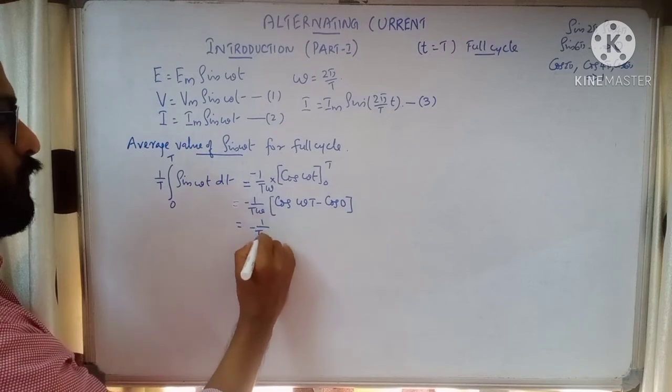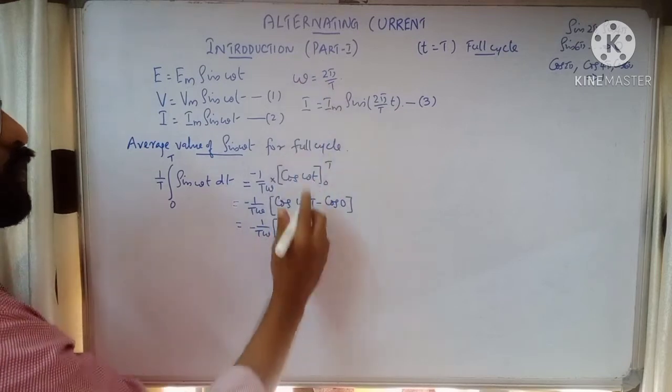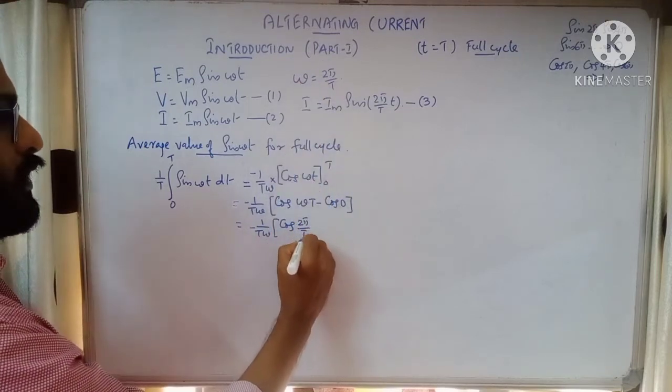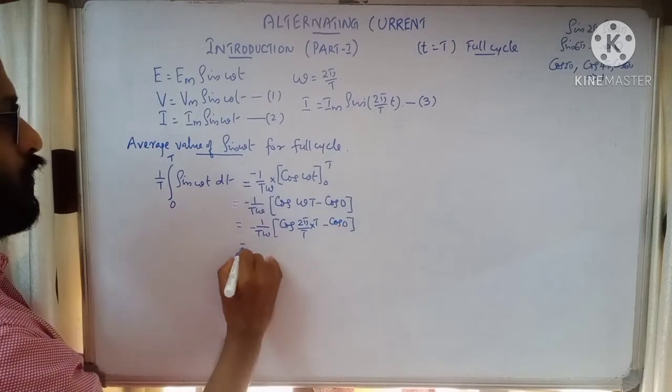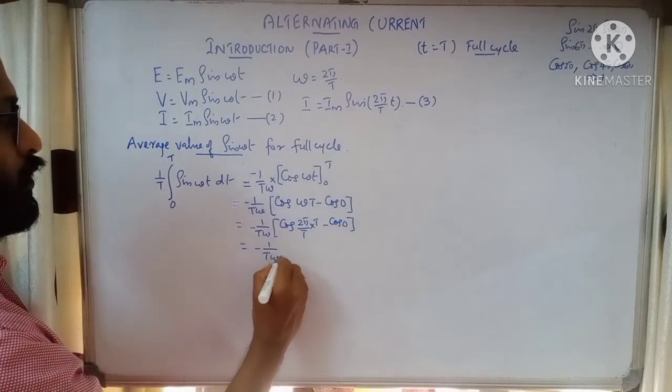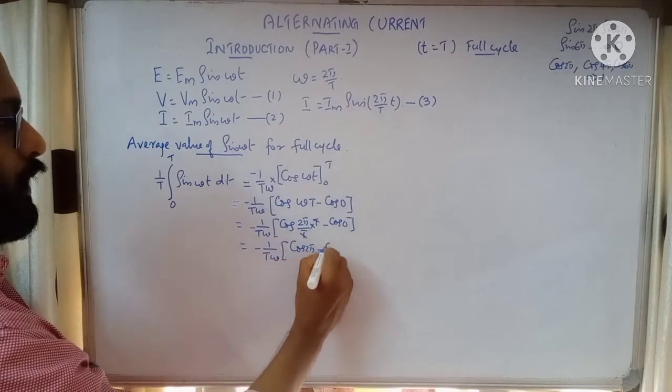Minus 1 by T omega cos. What is omega? Omega is 2 pi by T. So 2 pi by T into capital T minus cos 0. So minus 1 by T omega into T cancels. You will get cos 2 pi minus cos 0.